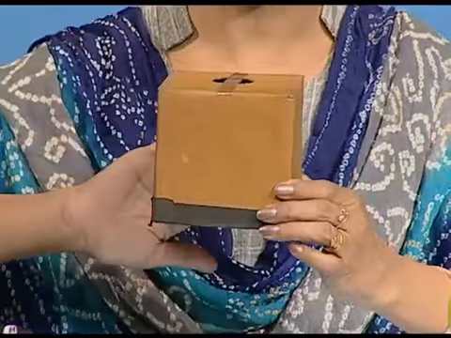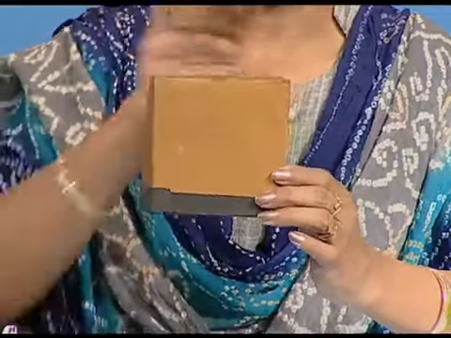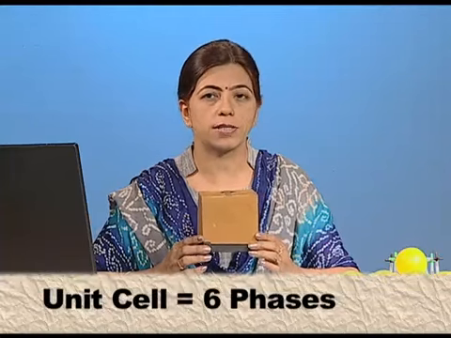Now see how many faces there are. 1, 2, 3, 4, 5 and 6. There are 6 faces in a unit cell.